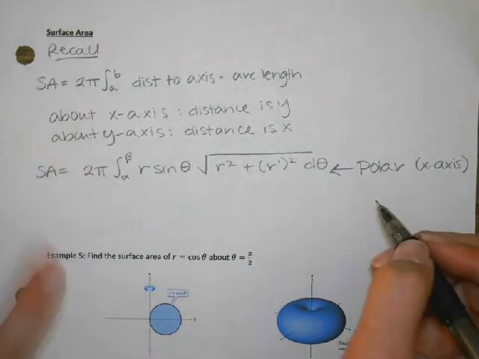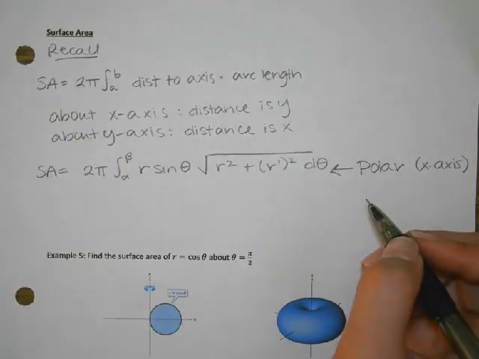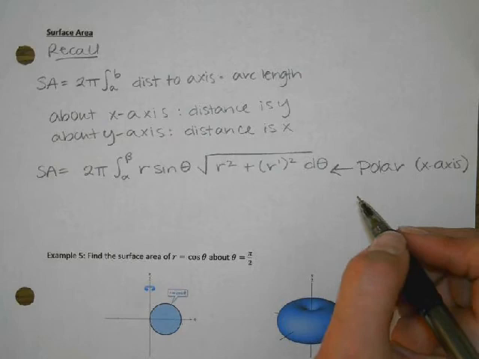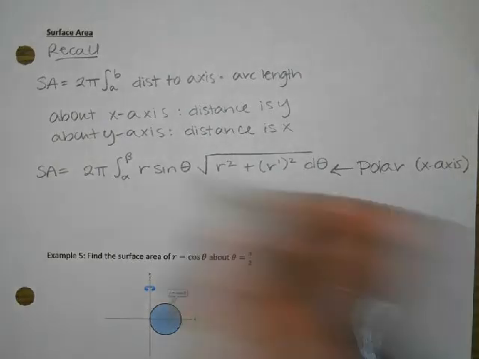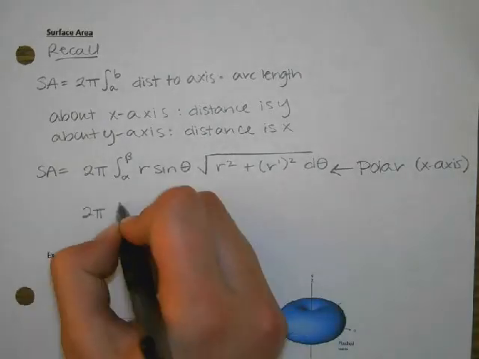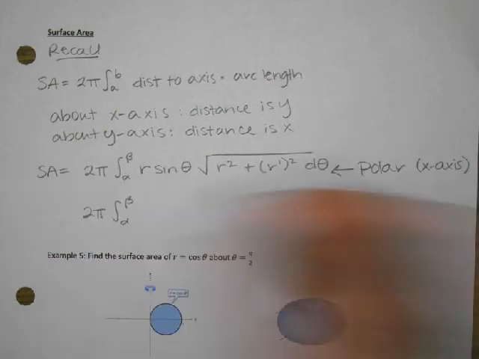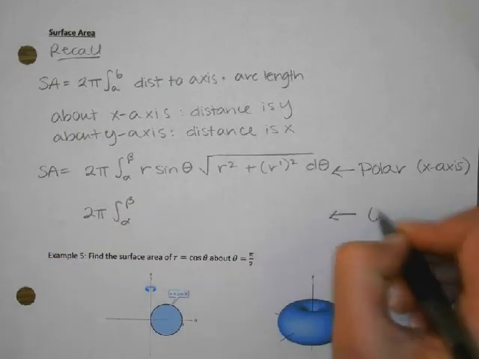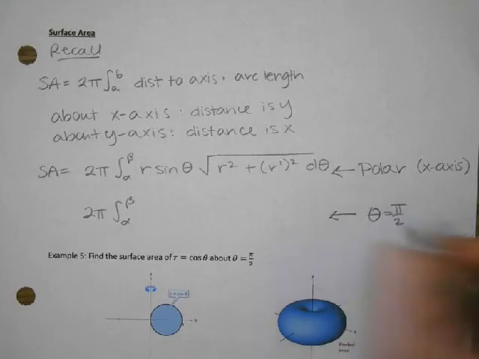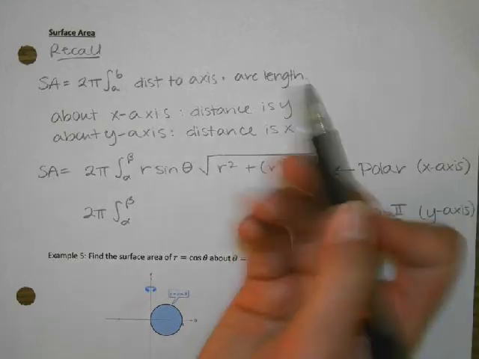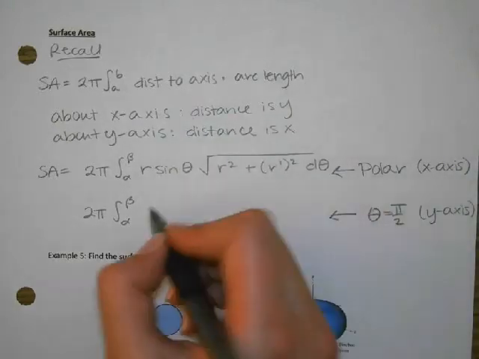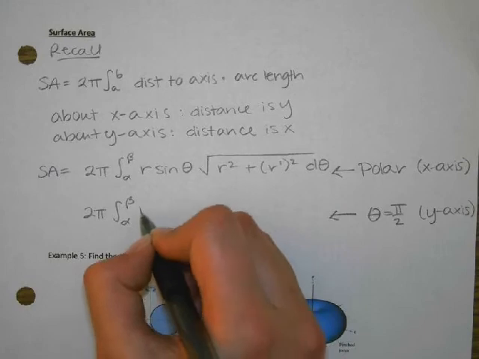Do you guys see how it mirrors this formula? Or if it spins around the axis theta equals pi halves, what's that similar to? The y-axis. So if it's spinning around the y-axis, then that distance would be x, which is r cos theta.